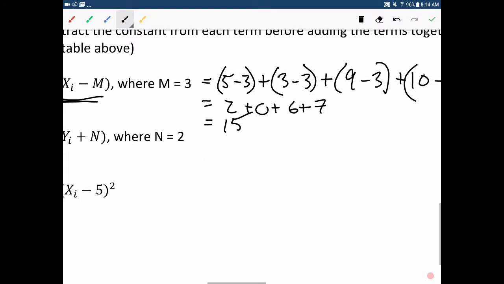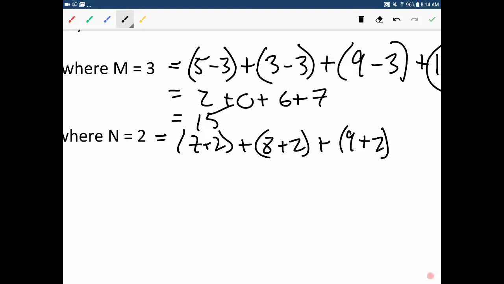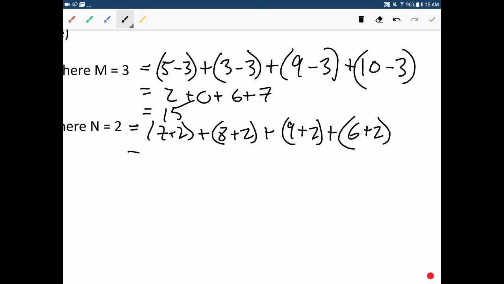Obviously, this one's the exact same, except that you're adding, and we're using the other data set. So we would just have 7 plus 2 plus 8 plus 2 plus 9 plus 2 plus 6 plus 2. Okay, and some of you may look at this and be like, well, why didn't you just multiply the 2 by 4 and then add it and stuff like that?